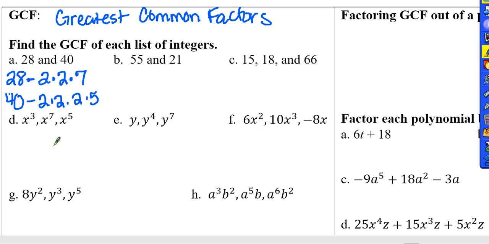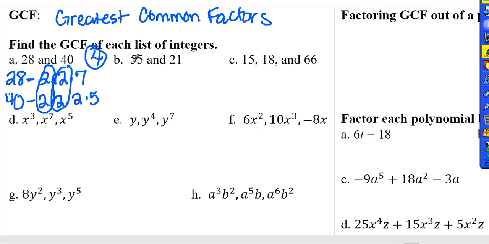What is their greatest common factor? They have in common 2 and 2. So their greatest common factor is 4, because they both have a 4 in common. That's the greatest factor they have in common, 4. So you can always rely on that strategy, a product of primes, to help you find the greatest common factor.